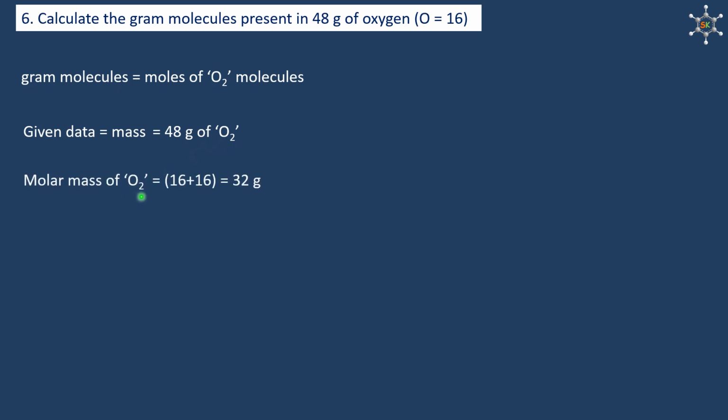Molar mass of oxygen is 16 plus 16 because there are 2 oxygen atoms, that comes out to be 32 gram. Mole is given mass divided by molar mass. Given mass is 48 and molar mass is 32. This gives us 1.5 moles of oxygen molecules or 1.5 gram molecules of oxygen.